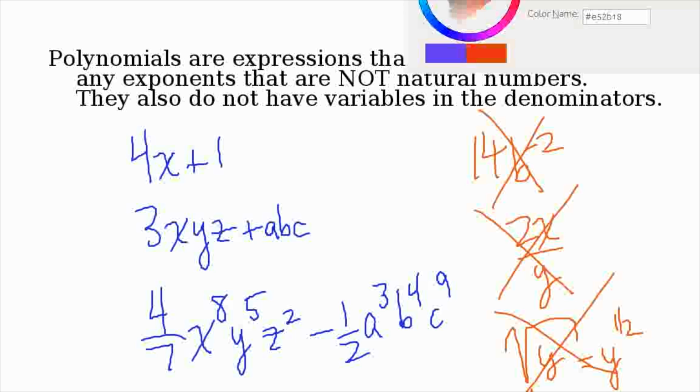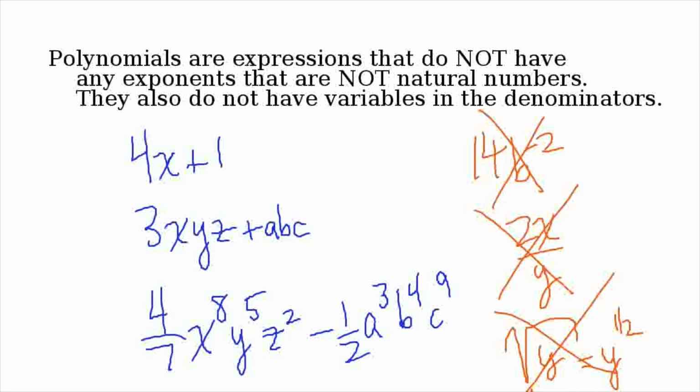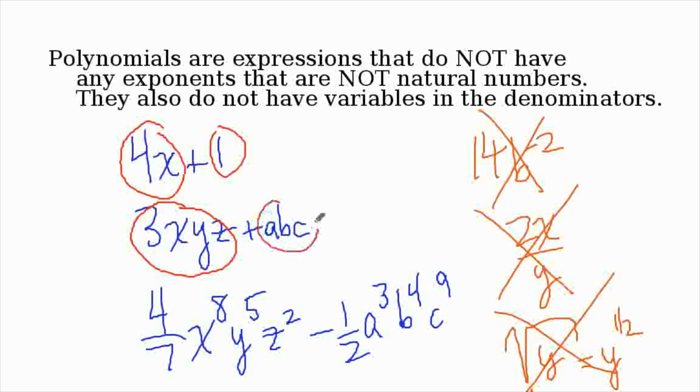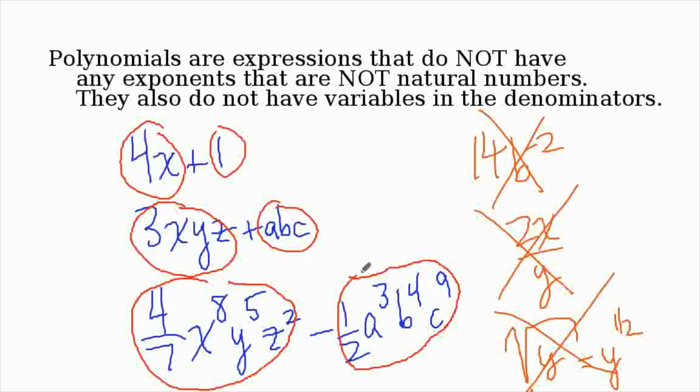When we talk about the pieces of a polynomial that are added or subtracted together, each of those little blobs is called a term. So I'll circle the different terms. The first one, 4x and 1, are two terms that are added together. In the second polynomial, those two circled terms are added together, and in the third one, these two circled terms are subtracted. They compose a difference. So that's what a term is.